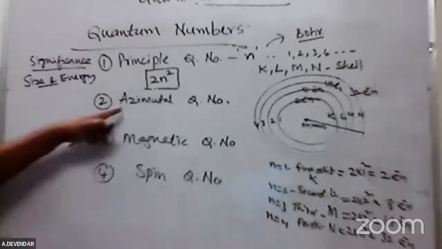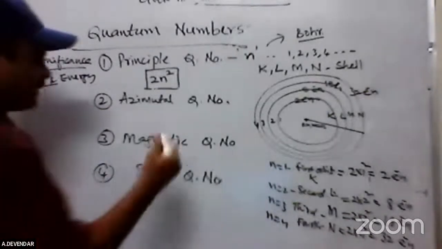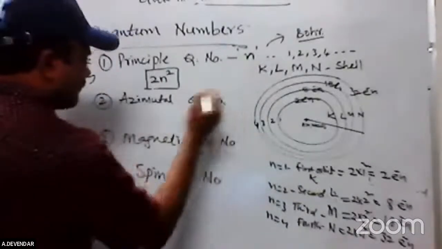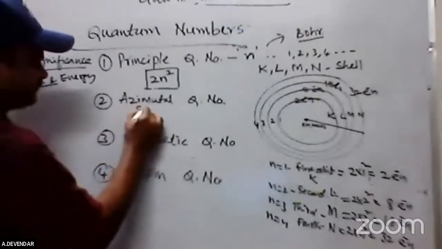Now coming to the azimuthal quantum number. The azimuthal quantum number was proposed by Sommerfeld.